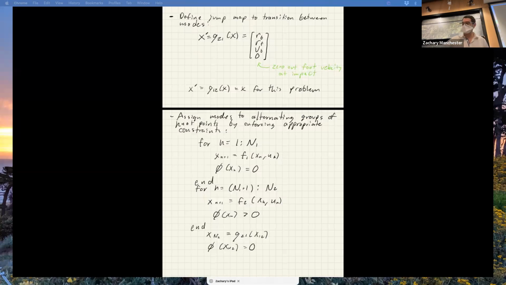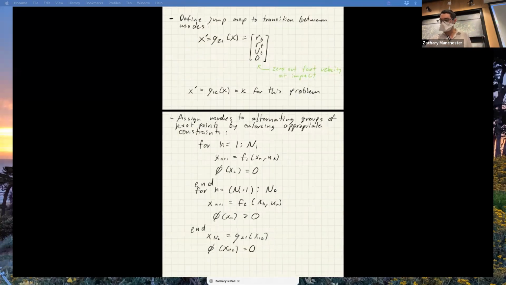Question here is, so I'm putting these constraints in. Does this mean that I have to pre-specify the exact times of the touchdown and liftoff of the robot?